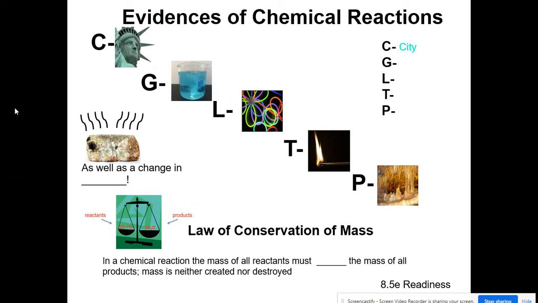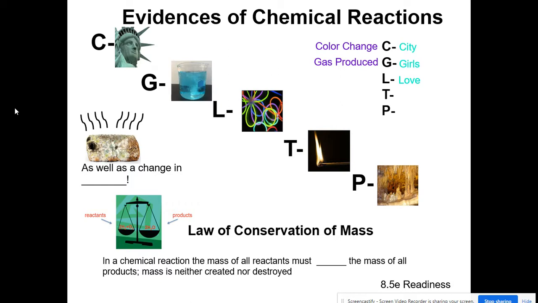Look at the blue substance in the beaker. It's bubbling. We call that gas formation. G for girls. C, city, G, girls. C, color, G, gas. Up next, we have L, city girls love.